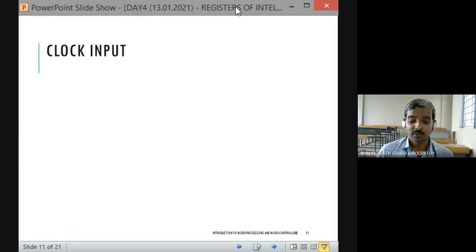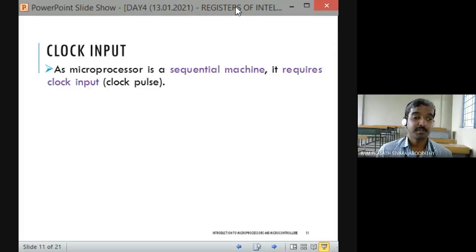Correct? So for providing the clock input, how we are going to connect the hardware for our 8085 microprocessor, that we will discuss now. Okay. So as the microprocessor is a sequential machine, definitely it requires a clock input. So we say it as a clock pulse. We have studied this in digital electronics, correct?